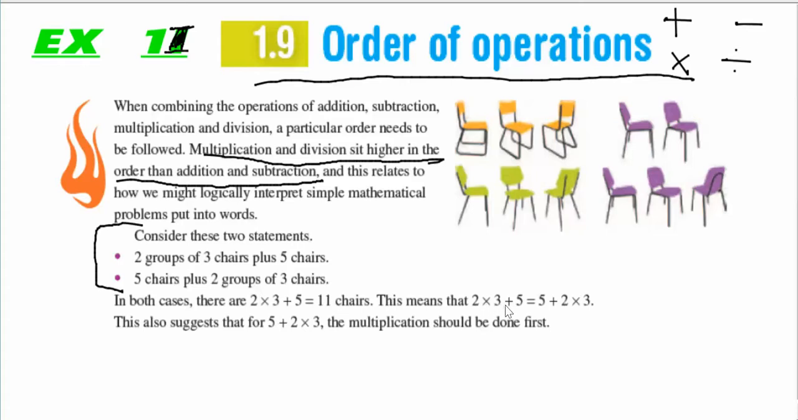This means that 2 times 3 plus 5 equals 5 plus 2 times 3. So whichever order these are written, the multiplication part has to be done first. You can't add, for example, like I said, the 3 and the 5 here, or the 5 plus the 2. You do that, you get different answers. So the multiplication should always be done first.